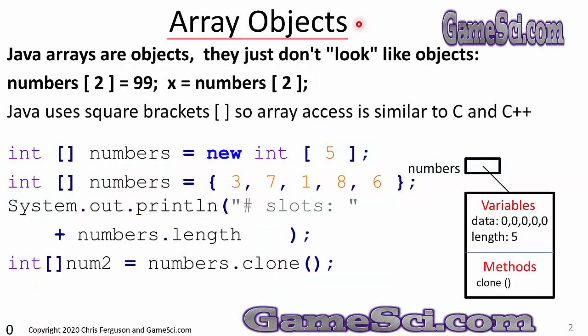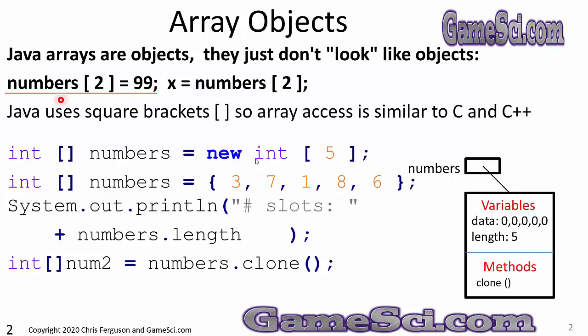Array objects. Another type of objects we've been using all along is an array. Java arrays are objects. They just don't look like objects, and I put "look" in quotes for a reason there, because often when we're using an array, we don't use the dot operator.